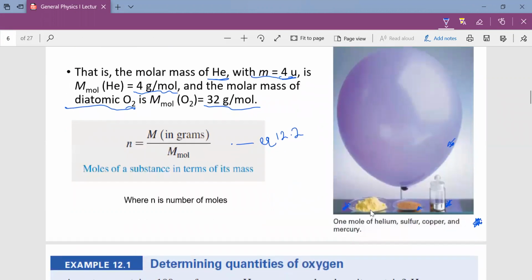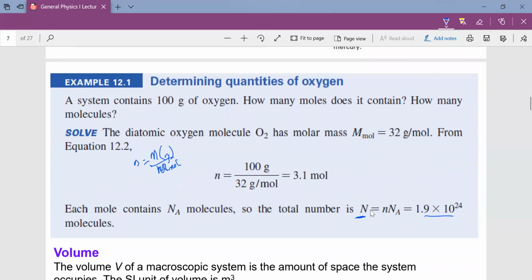So let's quickly take an example to see how we apply this in solving problems. A system contains 100 grams of oxygen. How many mole does it contain? How many molecules? So oxygen, first we know, is diatomic. So we'll factor that its molar mass will be 32 grams per mole.